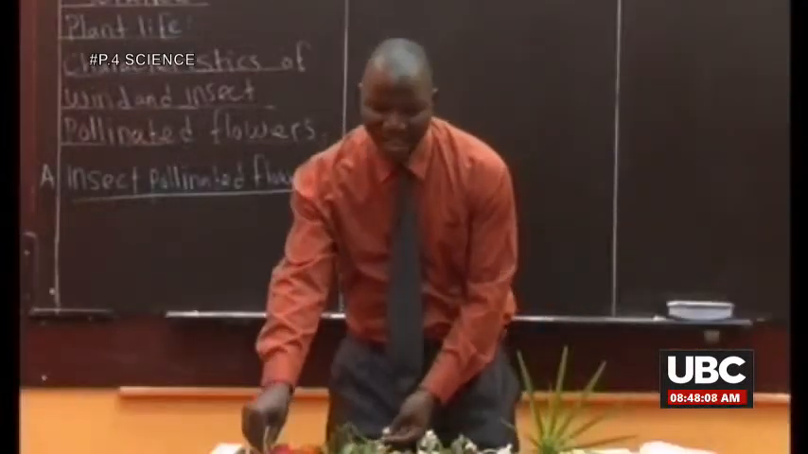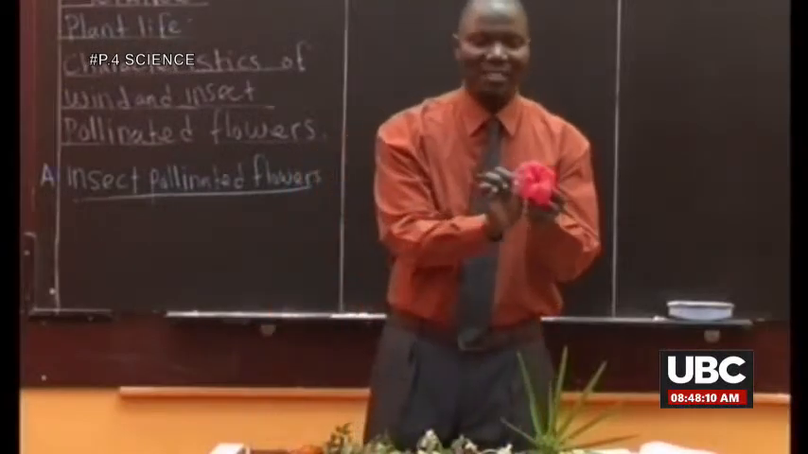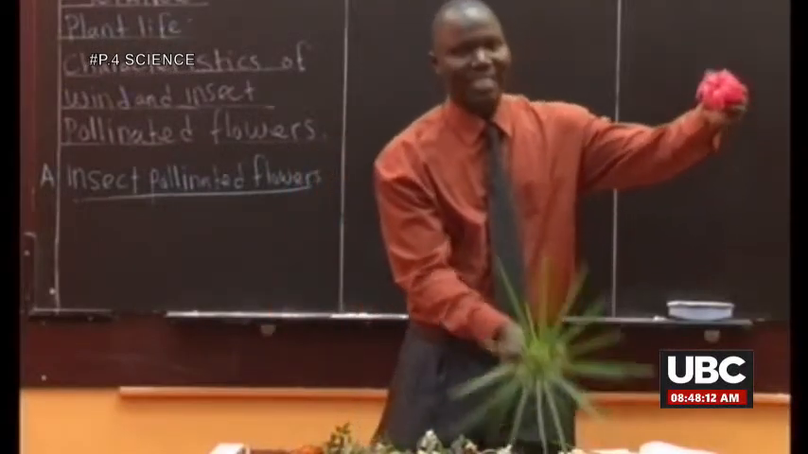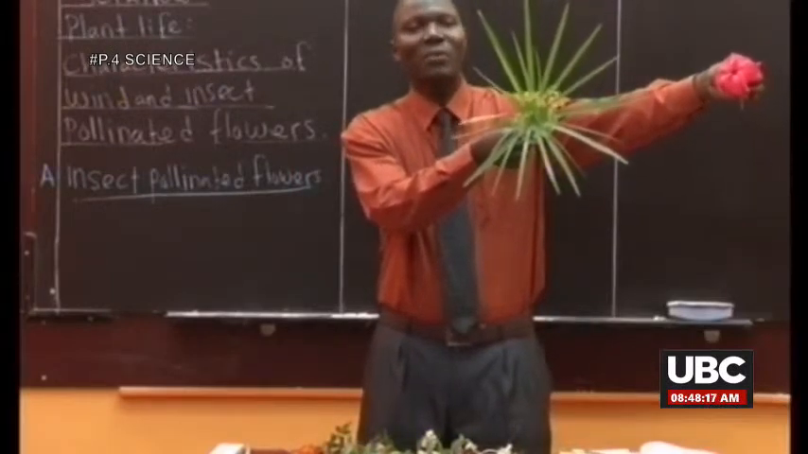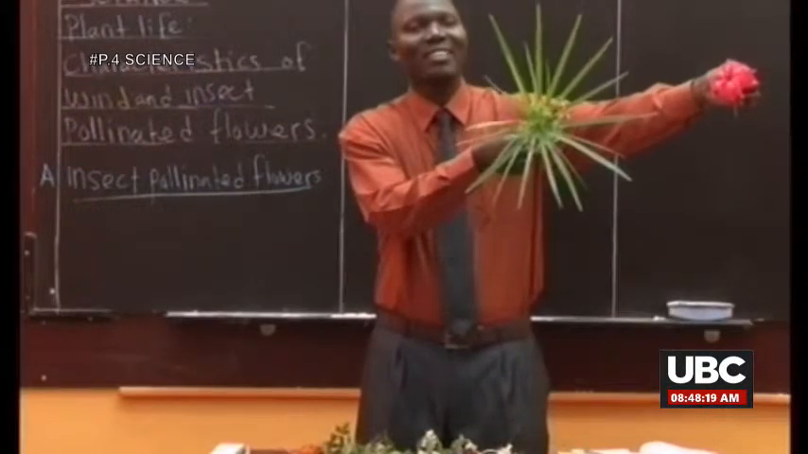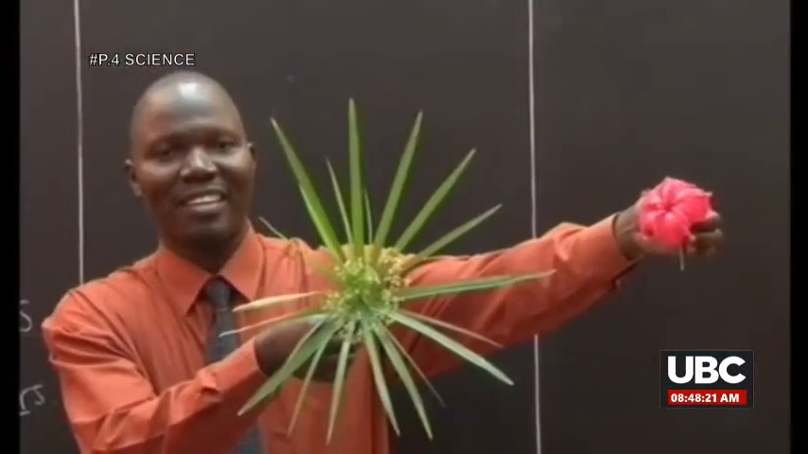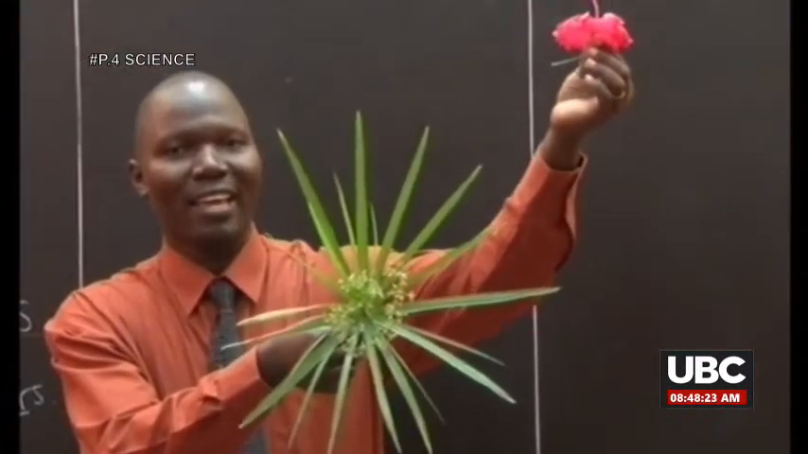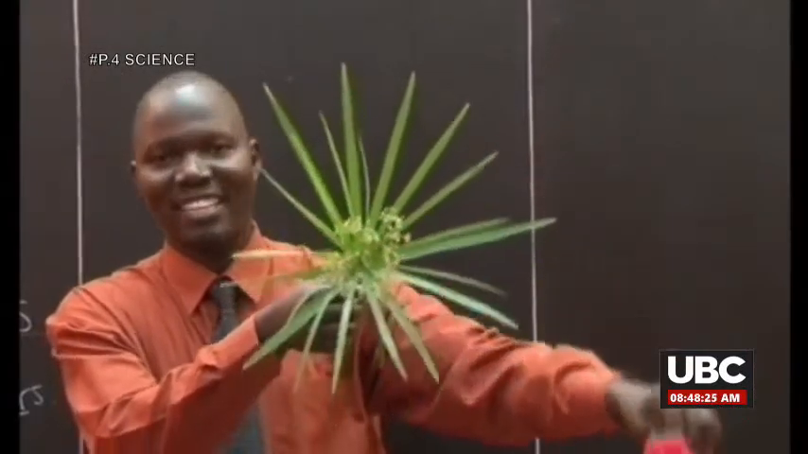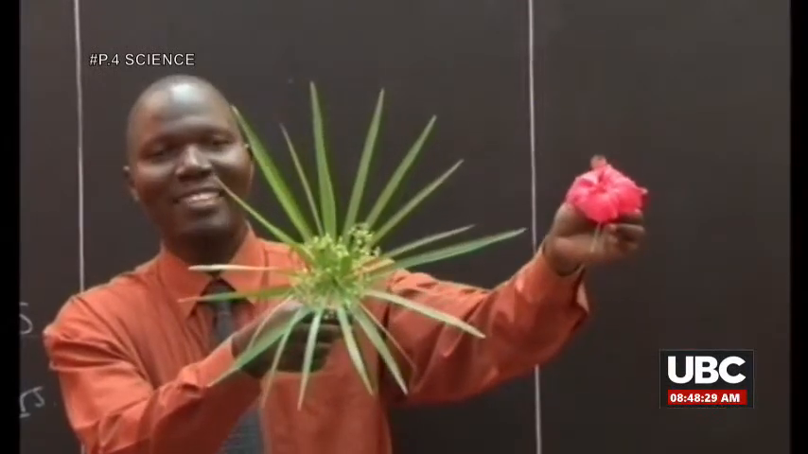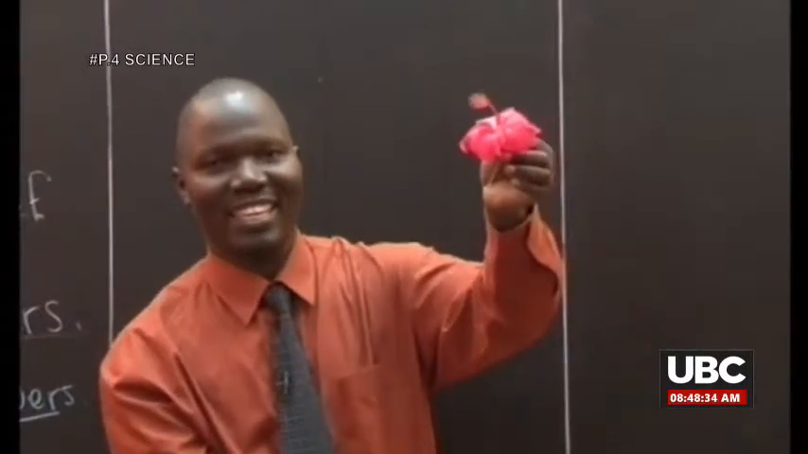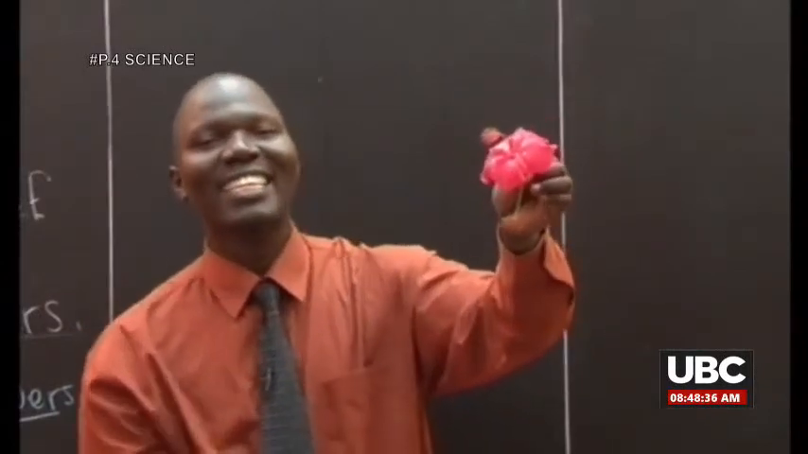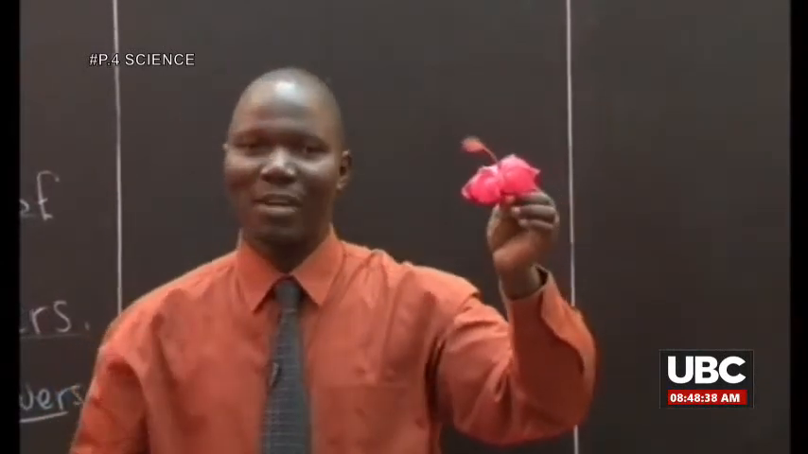Children, if I put this flower out and I put this flower out, which one of the two will the insects go for? Flower A, flower B. Which one will the insects go for? I think they'll go for flower A. Why? It's because of the answers you have.